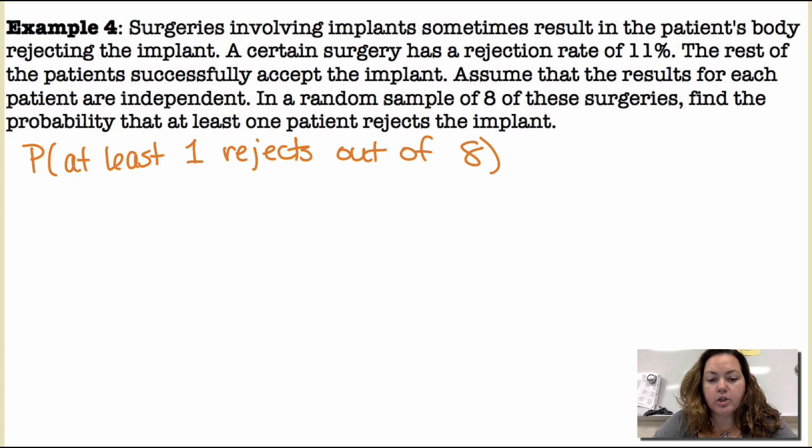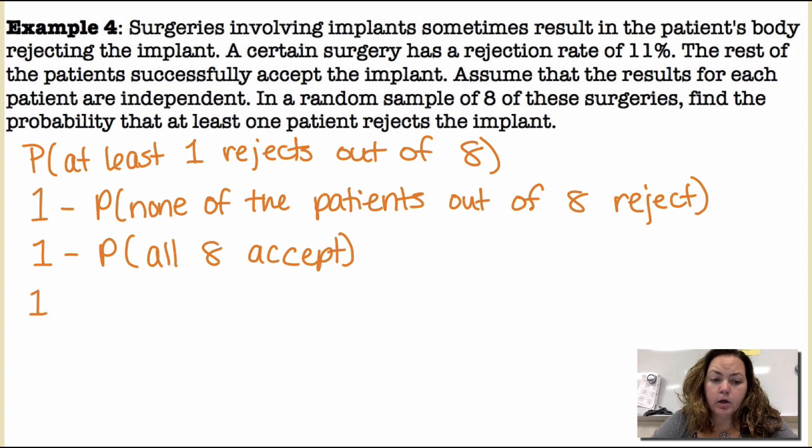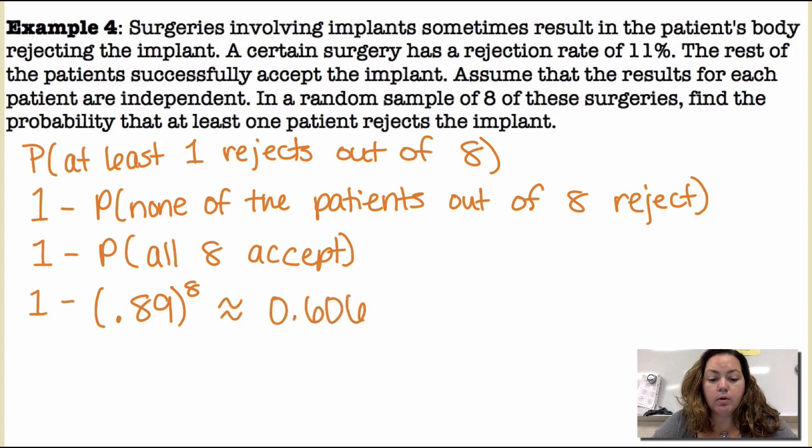So at least one rejects out of 8. So this is 1 minus the probability that none of the patients out of 8 reject it, or 1 minus all 8 accept it. Okay? So the probability that they reject it is 11%. So the probability they accept it is 0.89. And since it's 8 patients, this is going to be to the 8th power. So it's going to be 1 minus 0.89 to the 8th, which is 0.606. So there's a 60.6% chance that at least one patient out of 8 will reject the implant.